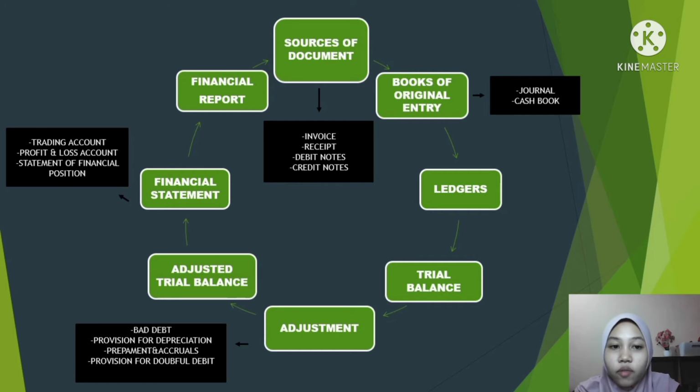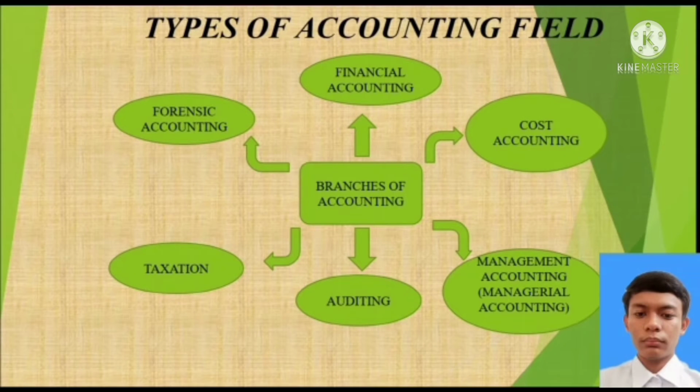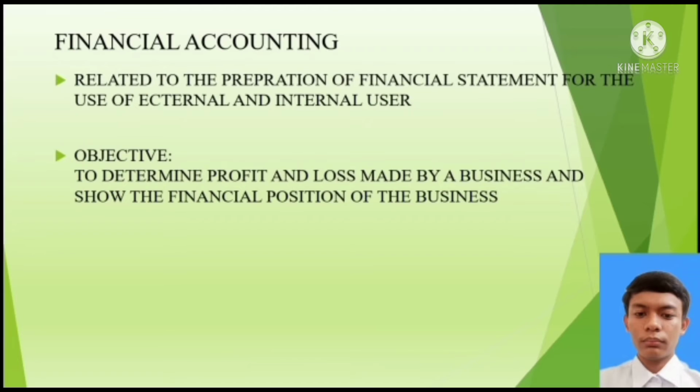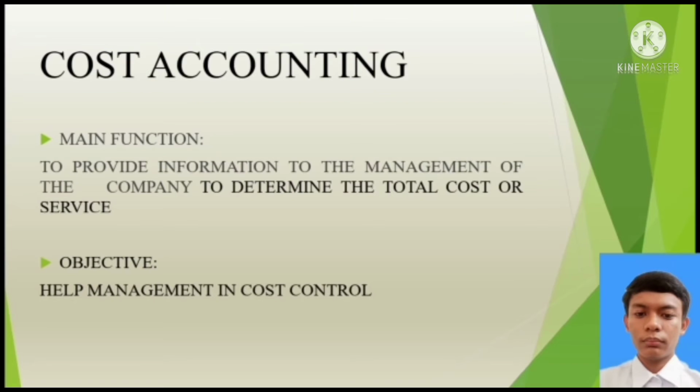And finally is financial report. Types of accounting field. As you can see, we have 6 branches of accounting. Financial accounting is about preparation of financial statements for the use of external and internal users. The function of cost accounting is to provide information to the management of the company to determine the total cost or service.